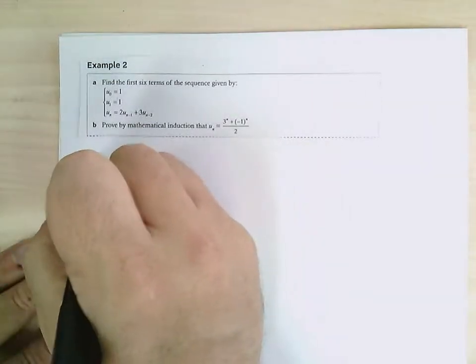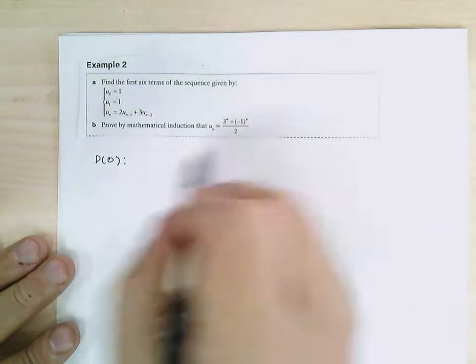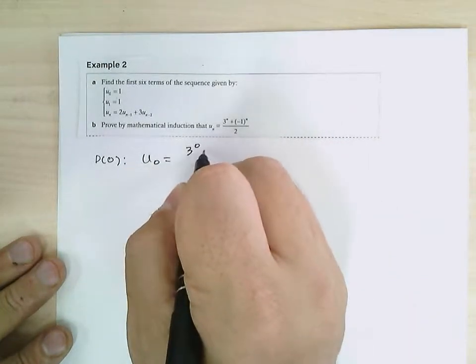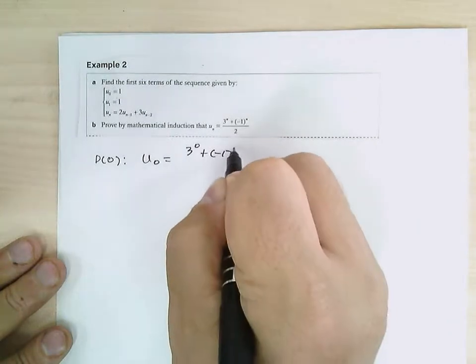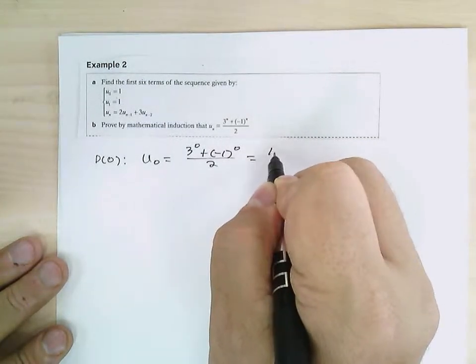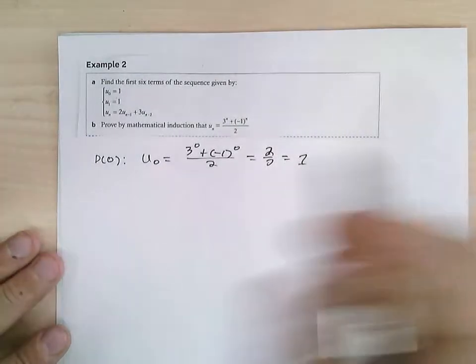So I'm going to have to show that P of 0 using this. So I'll go U of 0 is equal to (3^0 + (-1)^0) over 2. That's going to be 1 plus 1, which is 2 over 2, which is 1. So that first term is good.